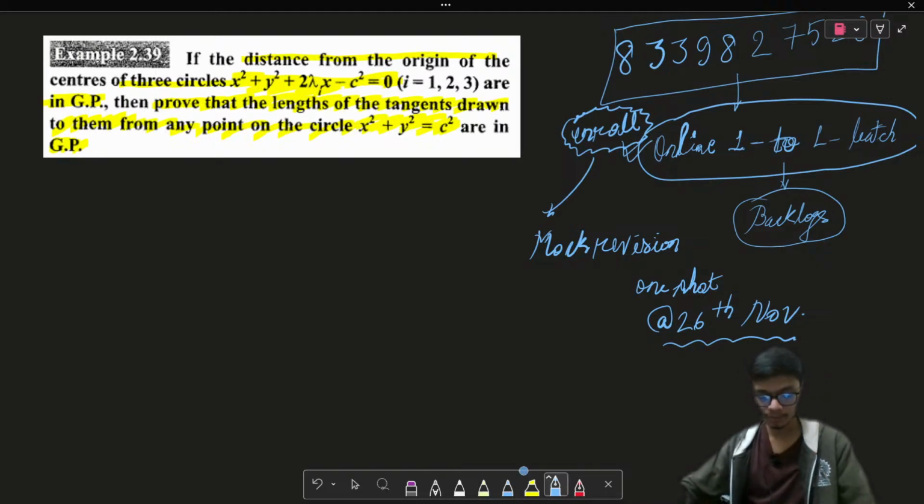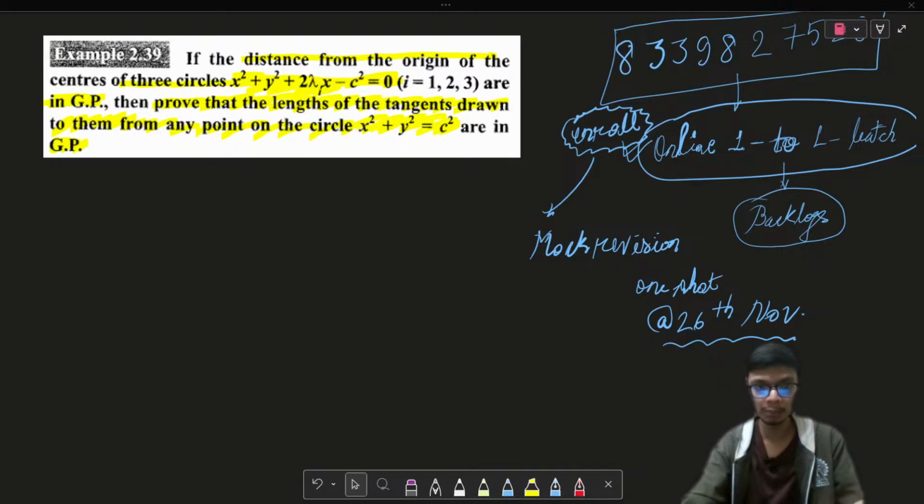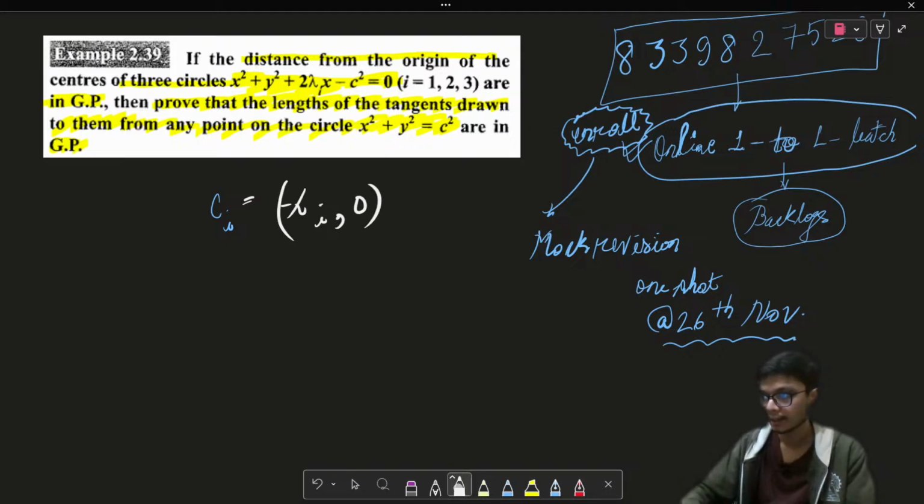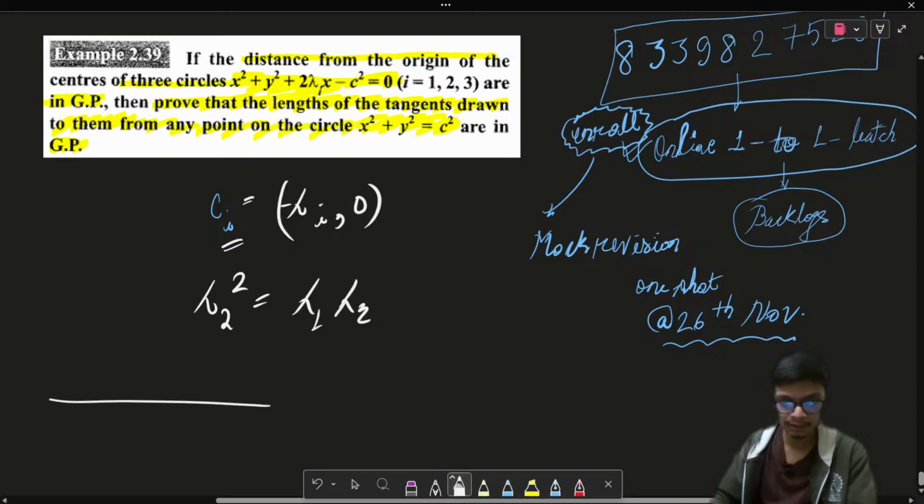All right, so let us come back quickly over this question, and we can easily prove this particular property over here. For these three circles, the center can be easily written of this form, that is minus lambda i comma 0, where i is basically 1, 2, 3. If the distances from the origin to the centers Ci are given in GP, then lambda 2 square will be equal to lambda 1 into lambda 3, because they are all lying on the x-axis.